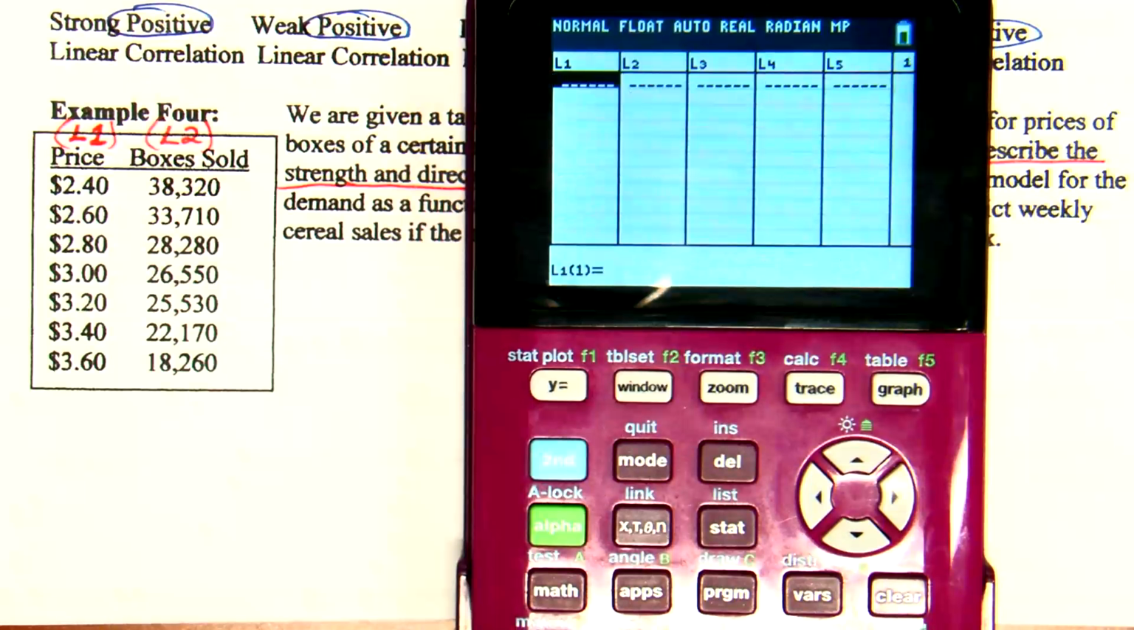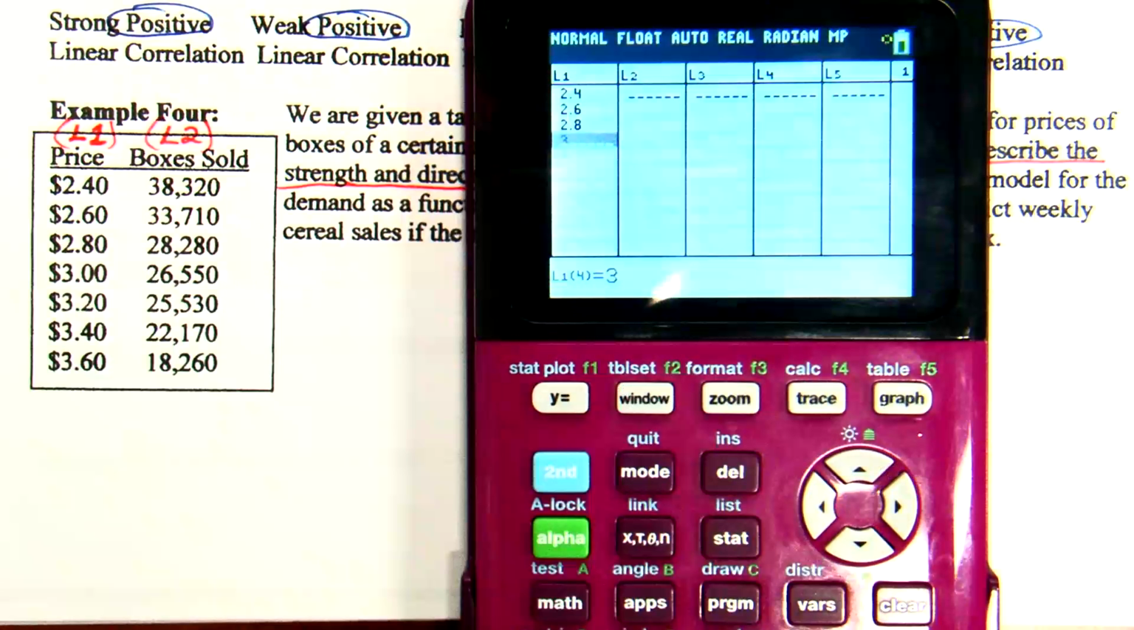So you need to turn your stat plots on. I'm debating which way I want you to do this. Honestly, what you can do, you can go into your y equals screen. This is not the way I originally showed you. You see where it says plot 1, plot 2, plot 3 up there? You can just go up to plot 1 and hit enter. And now notice my plot 1 is highlighted. So my plot 1 is on.